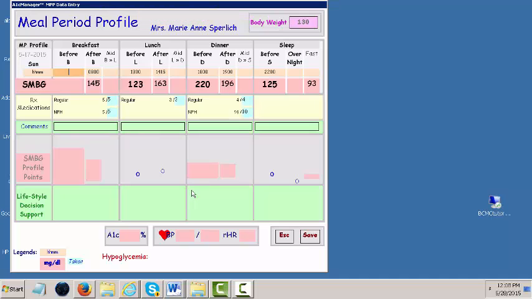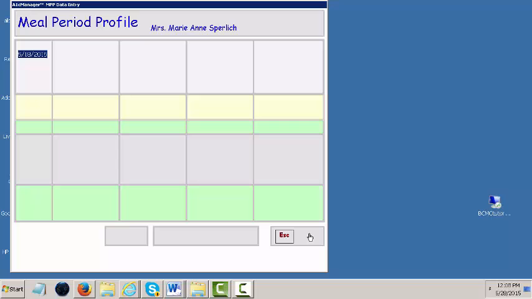Push enter. I've already entered that day. Notice that I had a fasting of 93. I didn't measure before breakfast, but I did measure 145 after breakfast at 8 o'clock. I did it before bedtime. Notice now I've entered the 15th and I've entered the 17th. Push save. The 18th, I don't have any numbers for that, and I push escape.